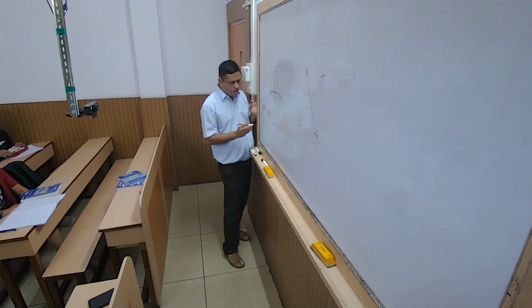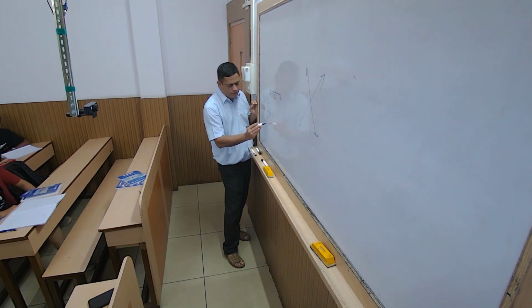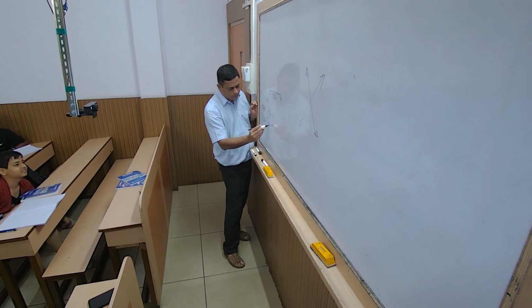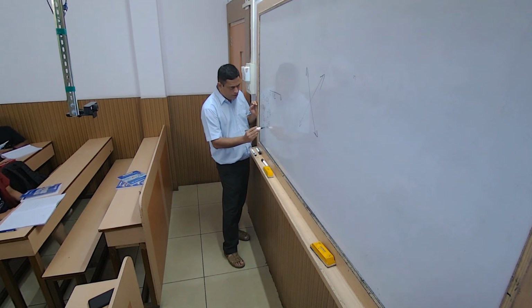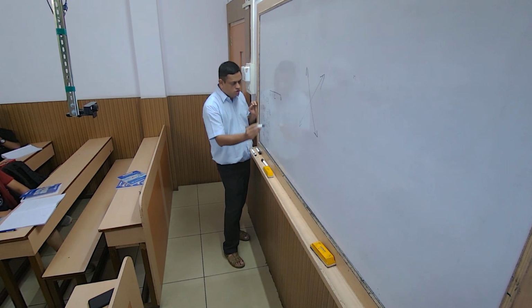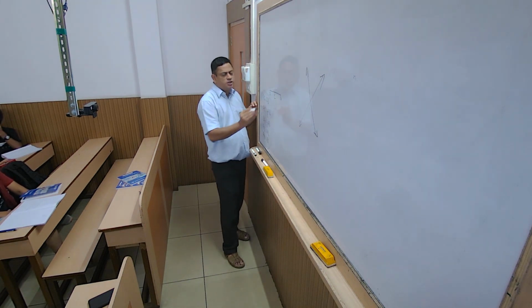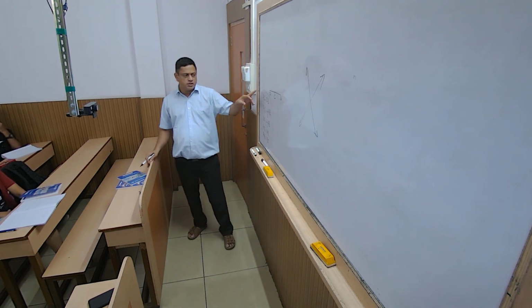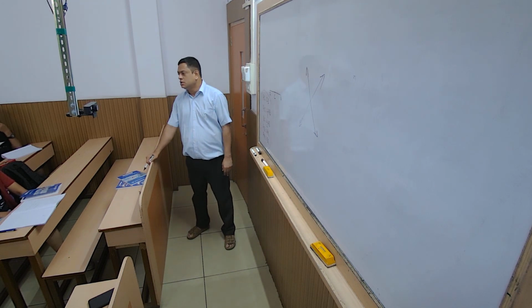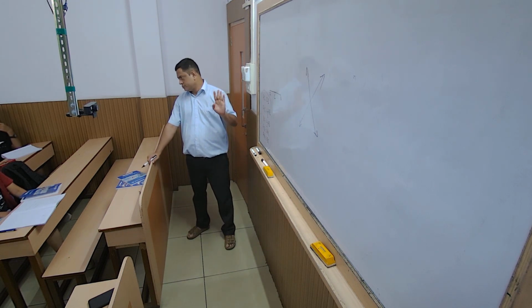AC is equal to half AB, or BC is equal to half AB, or AB is equal to 2AC, or AB is equal to 2BC. All these things are the same. All these mean C is the midpoint of AB.